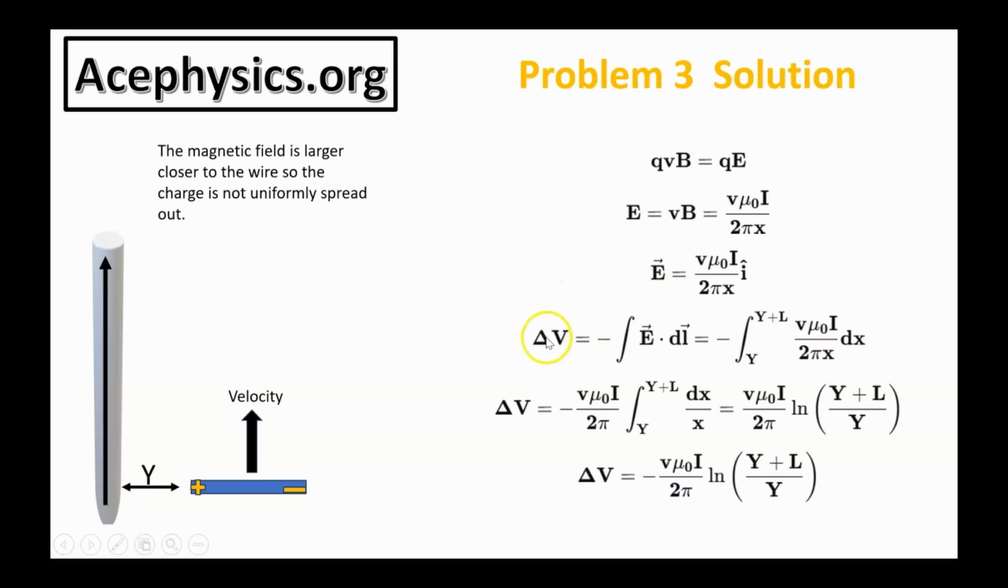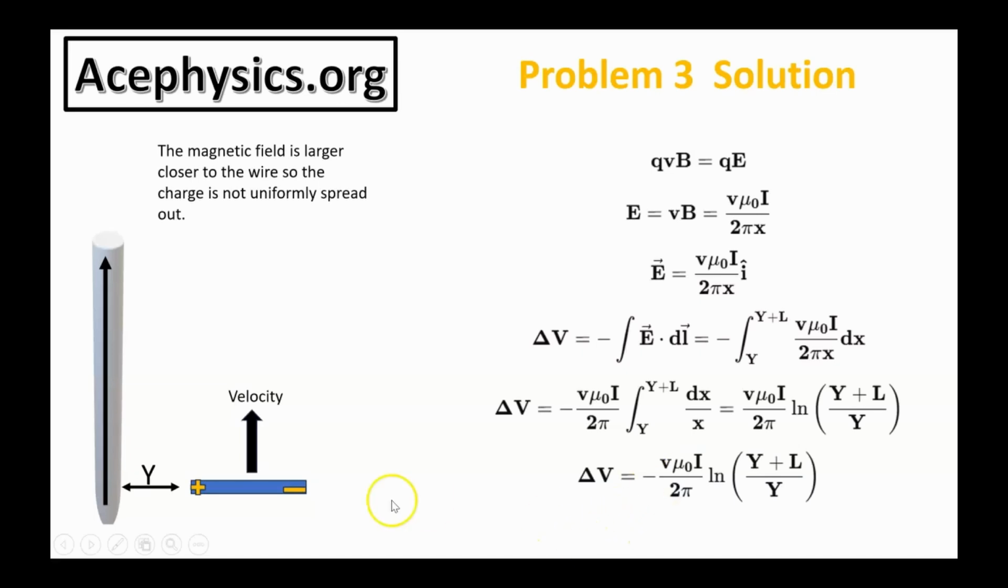The change in potential between any 2 points is negative the integral of the electric field dot dl. In this case, we have to integrate from y to y plus L, where L is the length of the rod. Everything here is a constant except for the terms with x. So all the constants can come out of the integral. Then we take the integral from y to y plus L of dx over x, and that gives us this formula. The change in potential between the two sides of the rod is equal to negative the velocity of the rod times mu naught I divided by 2 pi times the natural log of y plus L divided by y, because the integral of 1 over x is equal to the natural log of x.